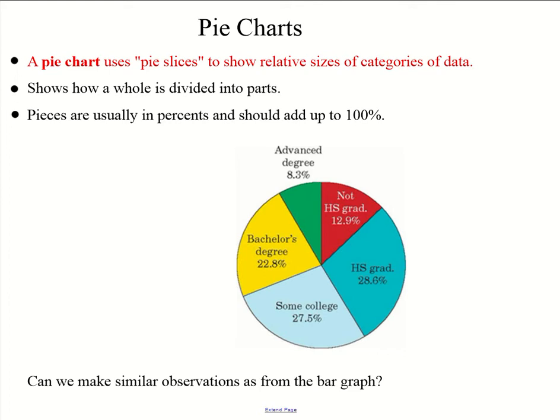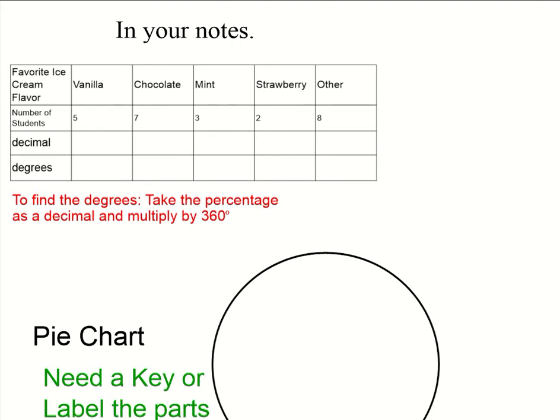And so in order to make a pie chart, we actually need to start with a table. And so in your notes, you're going to do this along with me. What we're doing is we're going to find favorite ice cream flavor of different students. So I already pre-filled in some of this. We've got vanilla, chocolate, mint, strawberry, and other. And so the number of students, well, 5 students like vanilla, 7 like chocolate, 3 like mint, 2 like strawberry, and 8 like other.